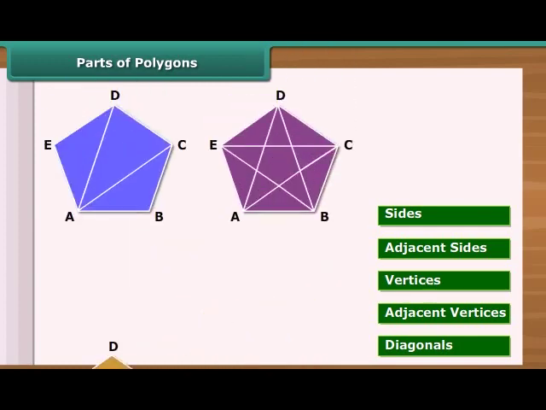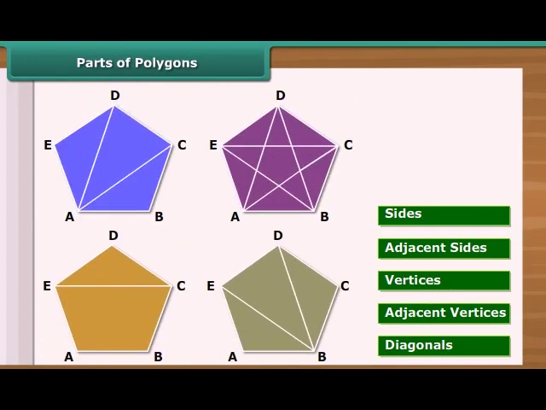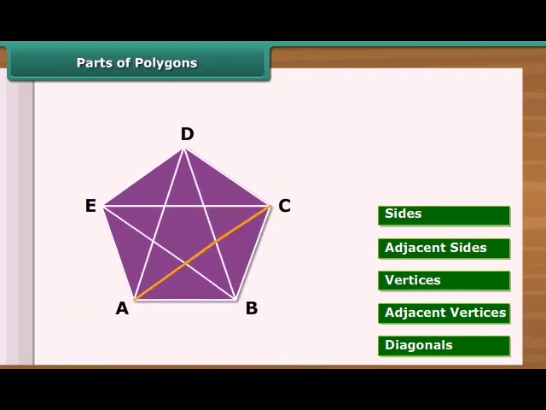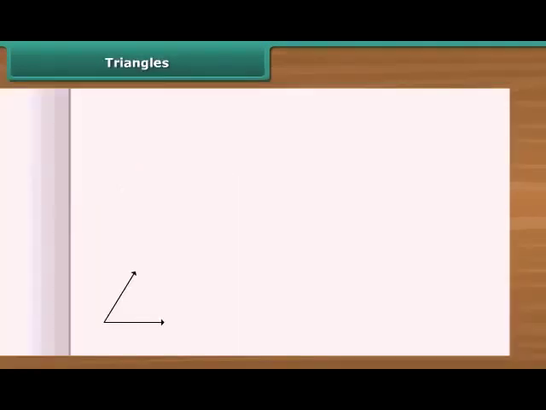Line segments joining non-adjacent vertices are called diagonals of the polygon. For example, AC, AD, BD, BE, CE are diagonals of the given polygon. An angle is not a closed figure. A closed figure with the least number of sides is a triangle.